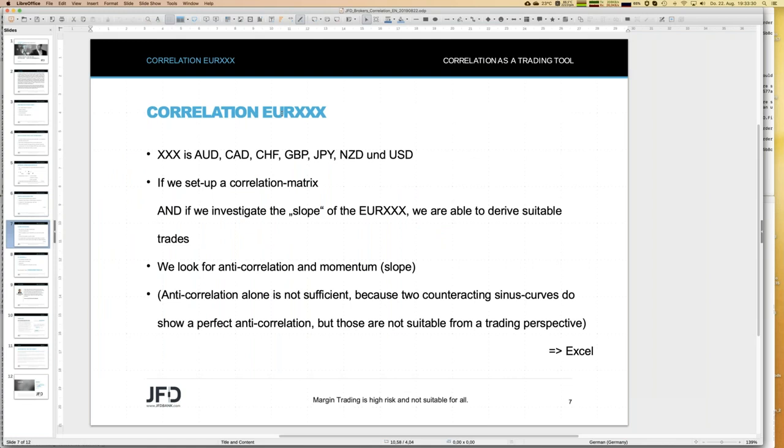I introduced already that from now on we investigate everything against euro. So it means euro XXX. And those XXX are Australian dollar, Canadian dollar, Swiss franc, British pound, Japanese yen, New Zealand dollar, and US dollar. Why those seven? Quite simple. I went to Wikipedia and I asked which currencies are the most traded ones around the globe. And then the answer is not exactly those seven. There's another one, which is, of course, the Chinese currency, the renminbi, or I have no idea how to pronounce that one, but you know what I mean, the Chinese currency.